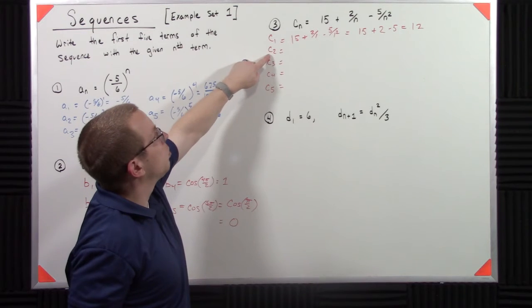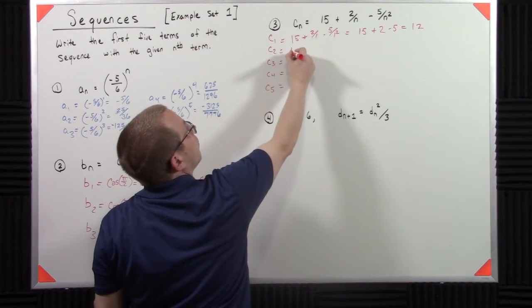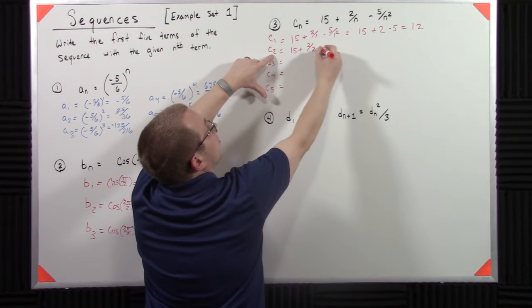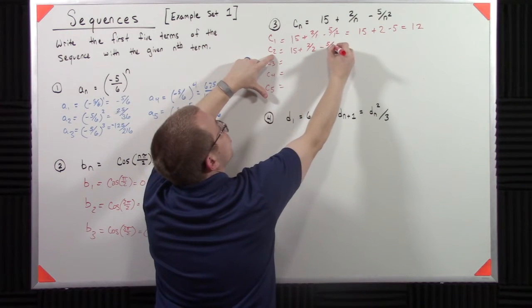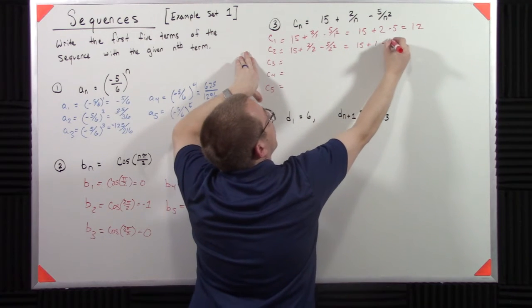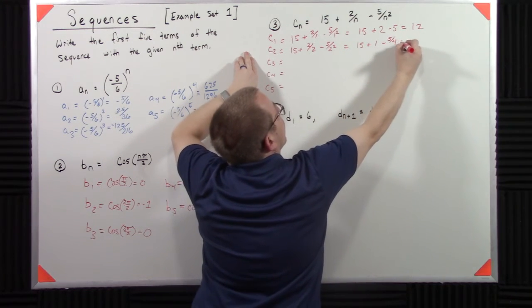Now this one's going to be a little trickier. We have 15 plus 2 over 2 minus 5 over 2 squared. So that's 15 plus 1 minus 5 fourths.